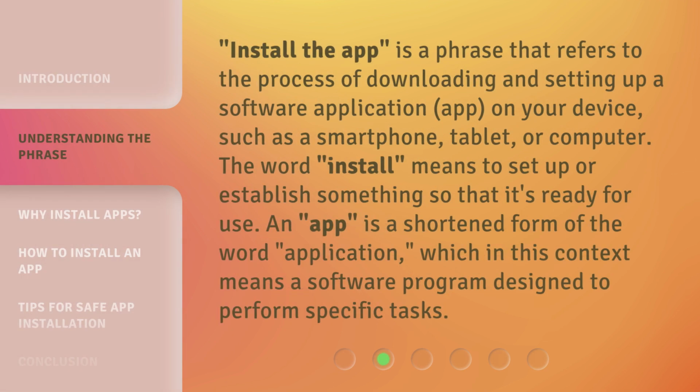Install the app is a phrase that refers to the process of downloading and setting up a software application, app, on your device, such as a smartphone, tablet, or computer. The word install means to set up or establish something so that it's ready for use. An app is a shortened form of the word application, which in this context means a software program designed to perform specific tasks.